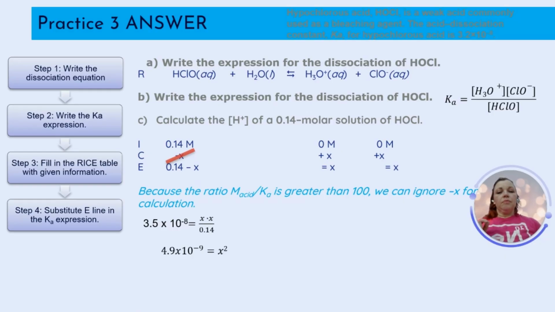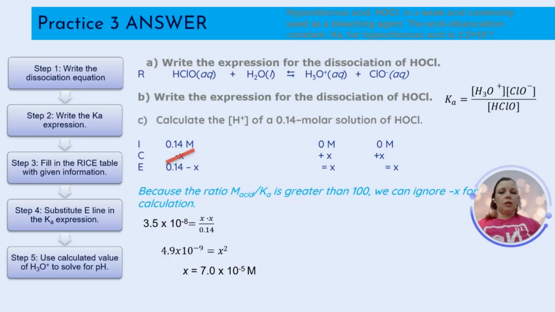So now we can solve for X by rearranging. We'll multiply both sides by 0.14 and then square root that. And we get that X is equal to 7.0 times 10 to the negative 5th. And then we can use that to report our concentration of H plus for this solution. So the concentration of H plus is equal to X, therefore 7.0 times 10 to the negative 5th is our answer.